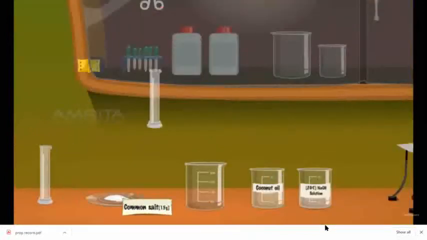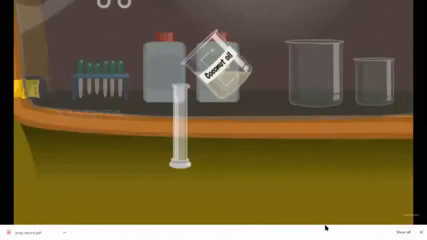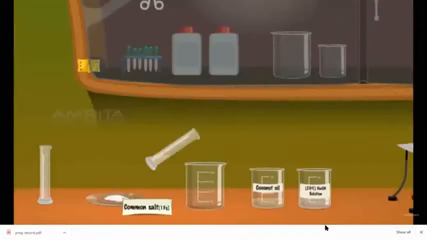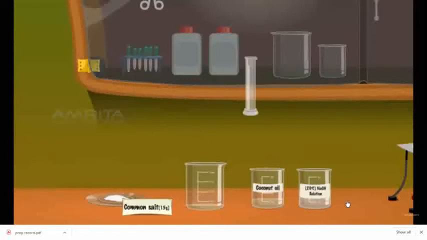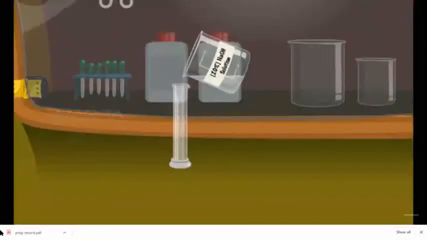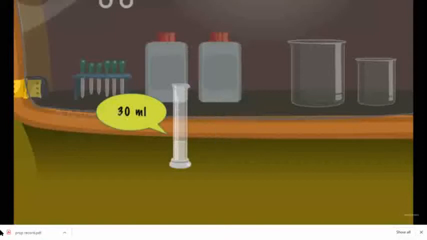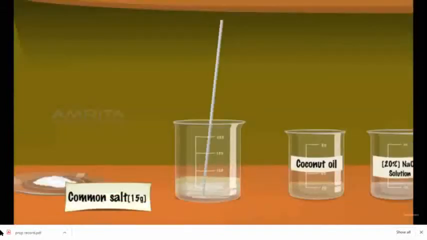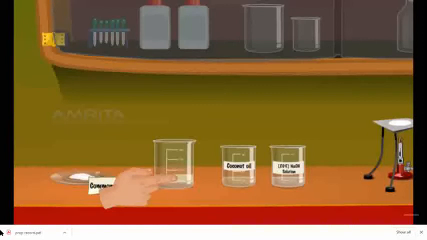Measure 25 ml coconut oil into a measuring cylinder. Pour the oil into a glass beaker. Take another measuring cylinder and measure 30 ml 20% NaOH solution into it. Pour it into the beaker containing coconut oil. Stir the mixture vigorously using a glass rod. Touch the beaker from outside. It will be observed that the beaker is warm. This is due to the exothermic reaction between vegetable oil, that is coconut oil, and sodium hydroxide solution.